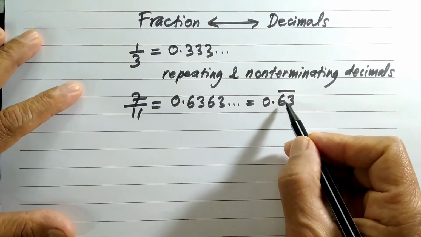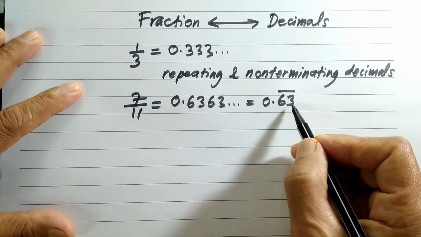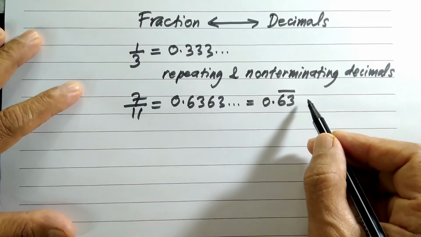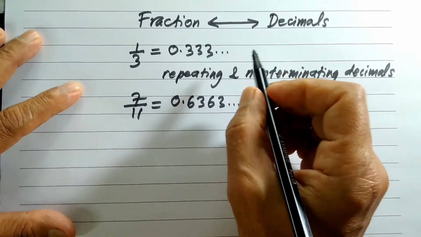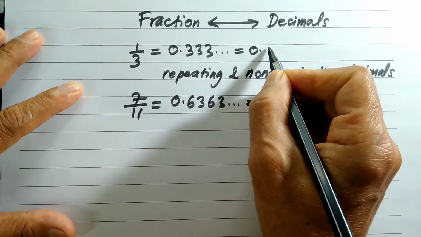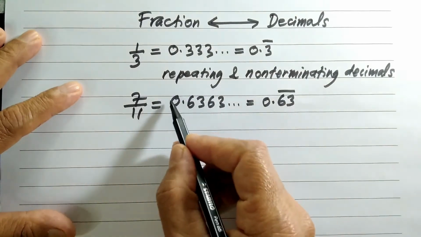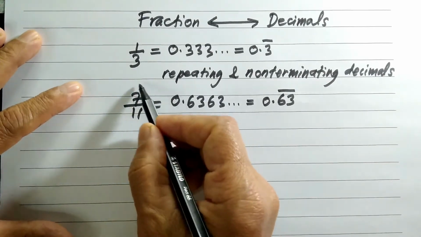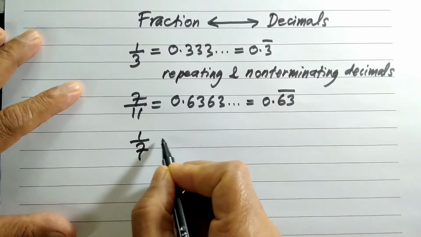This means the digits 6 and 3 are repeating and non-terminating, continuing forever, again and again without ending. The same thing here, 0.333 means it's repeating and non-terminating. So we can simplify writing like this, 0.3 with a bar. Therefore, if we see something like this, we know this is also a rational number, without looking at the fraction part.